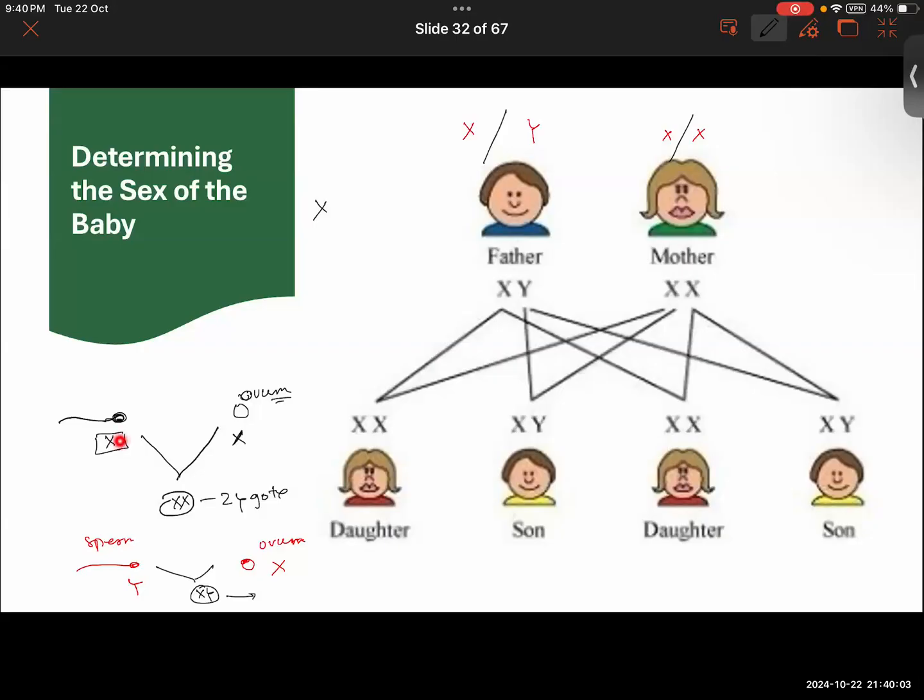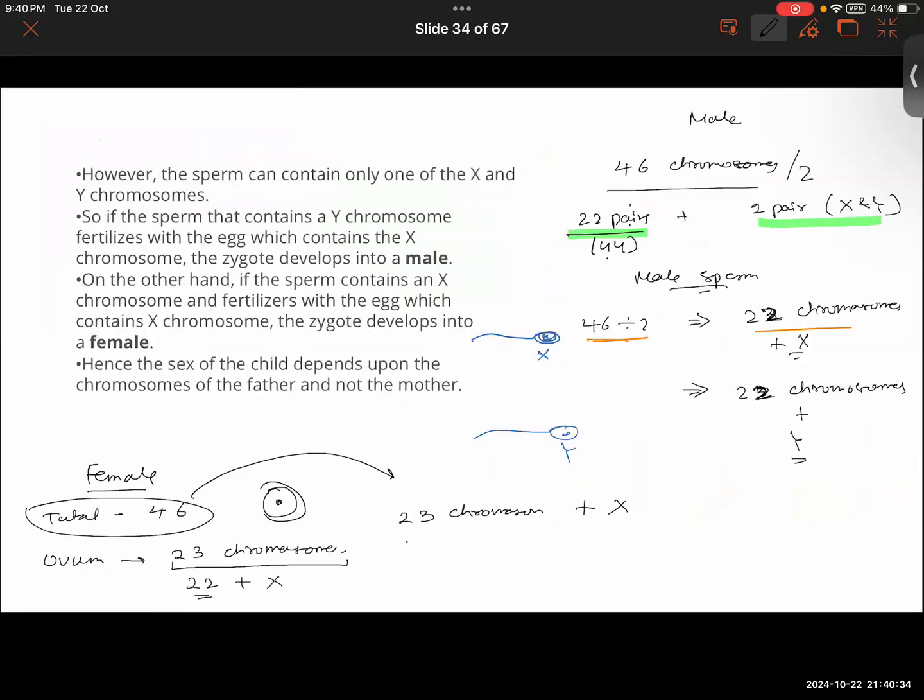But if the sperm is carrying the Y chromosome, as I have told you that a sperm can carry the Y chromosome also, and the ovum again contains only the X chromosome, then the sperm carrying the Y chromosome fuses with the ovum carrying the X chromosome. The zygote that forms will have XY chromosomes, so that will be a son. That is how it is determined.